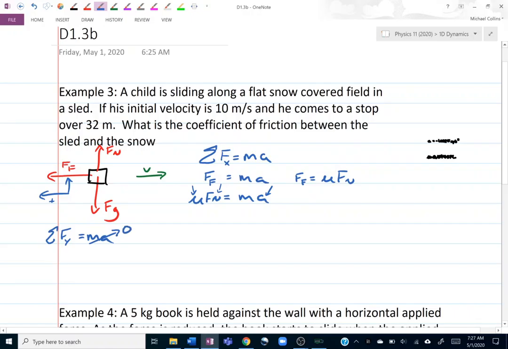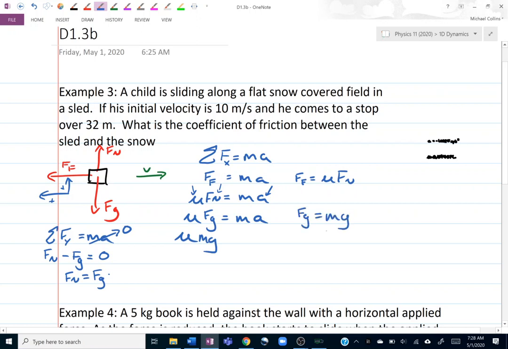On the left-hand side of my equation, I've called up positive, so I'm going to have an Fn minus Fg. And on my right-hand side of the equation, that's still equal to 0. If I add Fg to both sides, I get Fn is equal to Fg. I can then substitute this in for Fn. Mu Fg is equal to ma. And I'm just going to go ahead and simplify that Fg into mg, because we know that Fg is equal to mg, so mu mg is equal to ma.